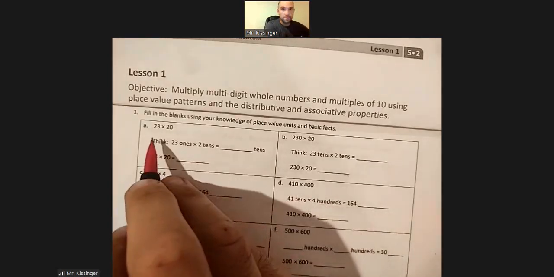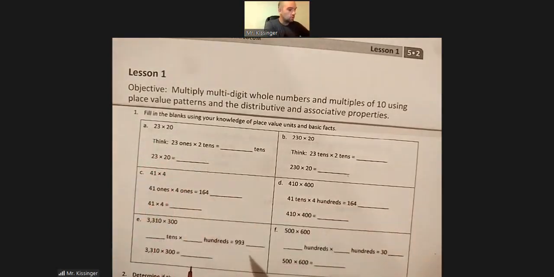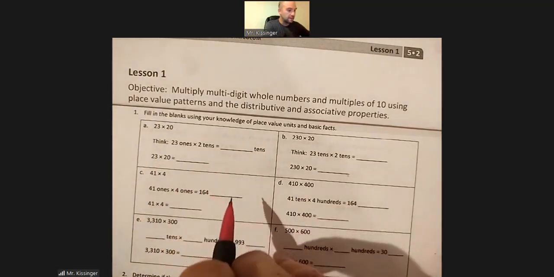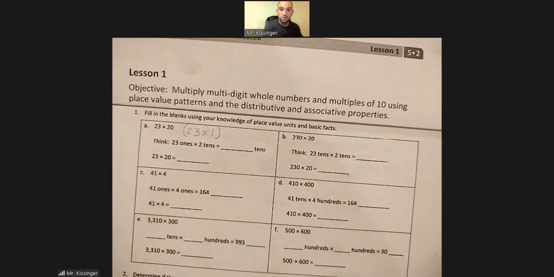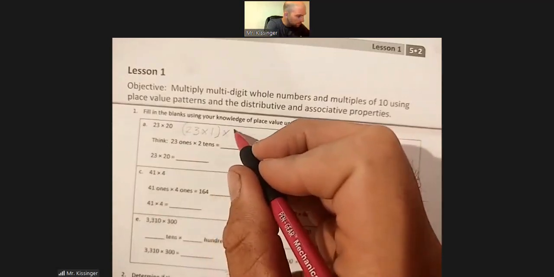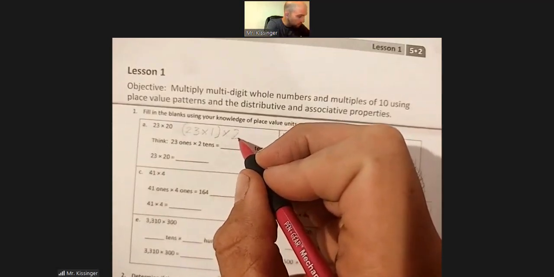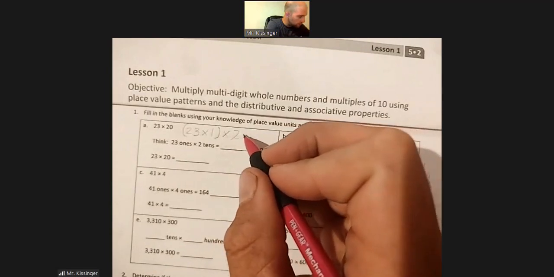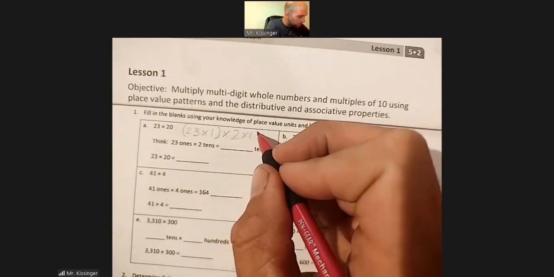So we take 23 times 20. Think: 23 ones times 2 tens equals how many tens? So we'll take 23 ones, which we could also express as 23 times 1. And we're going to multiply by 20, which is 2 tens, or 2 times 10.